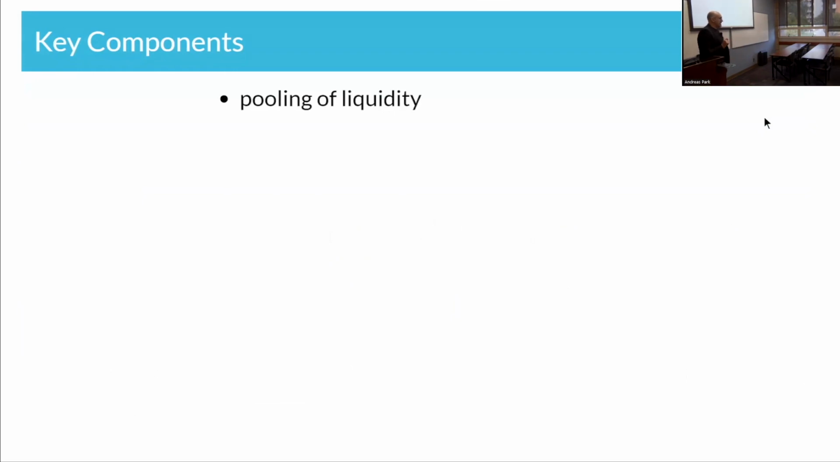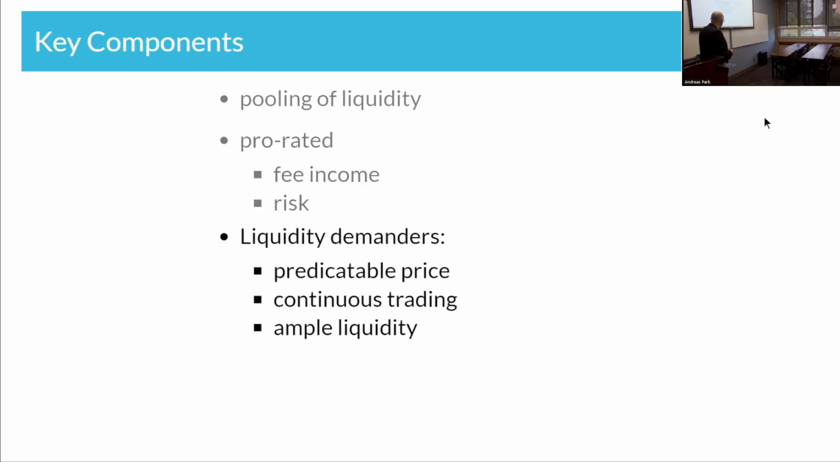So the key feature of an AMM, in my opinion, from an economics perspective, is the pooling of liquidity, which is interesting, the prorated feature of fee income and risk. And so for liquidity demanders, it's convenient because there's a predictable price that's important for particular types of operations. So you put money in, you know what you're going to get out, more or less. It allows continuous trading. This is different from auctions. Auctions are very rarely continuous, unless you think of a limit order book, a normal market, as a continuous auction. Here you really have a large amount of liquidity available in continuous time, and you have ample liquidity. So there's a lot of liquidity usually in there.